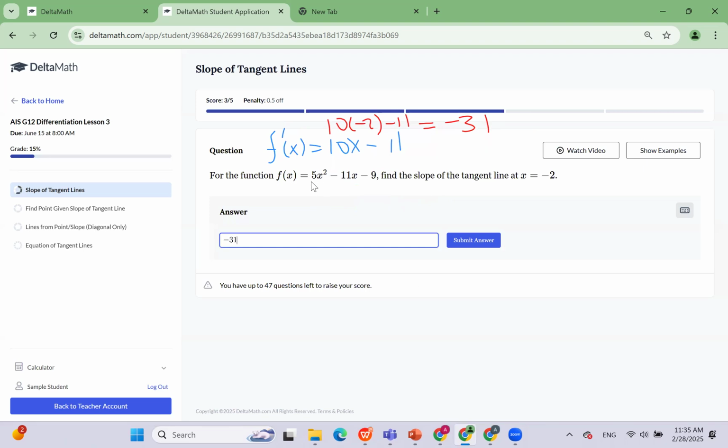So unless the highest power is x, if the highest power is x, you can just use y equals mx plus b. If the highest power is x power 2, you have to differentiate and put the number like I did.